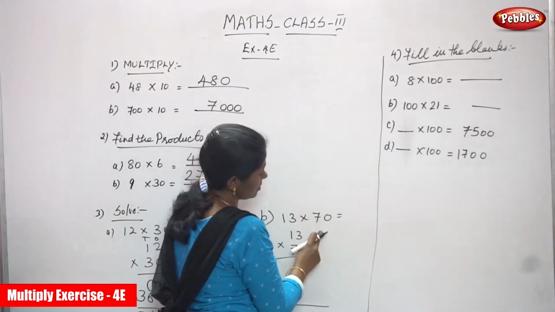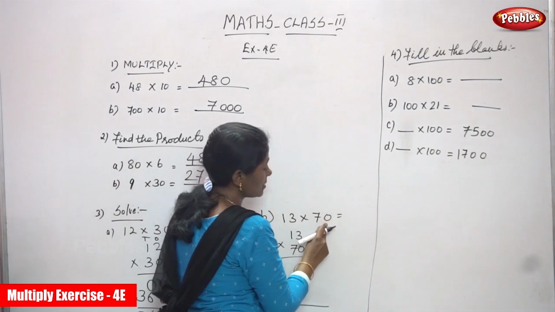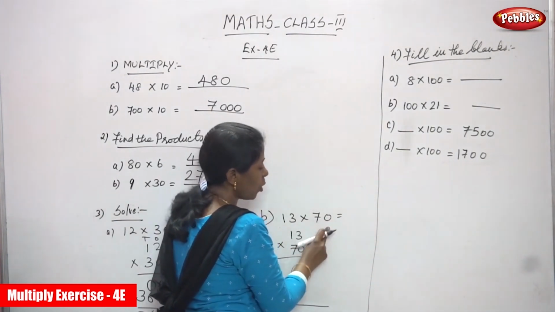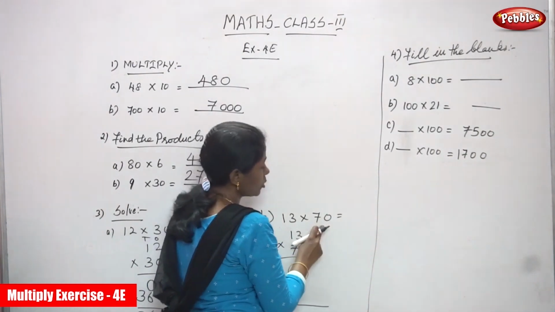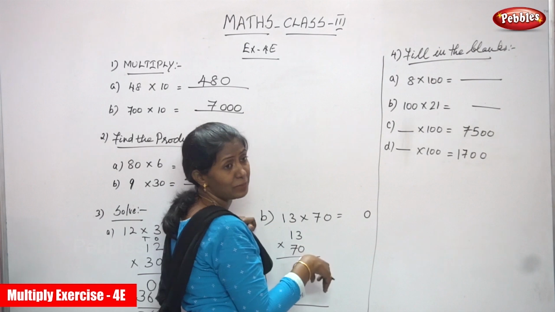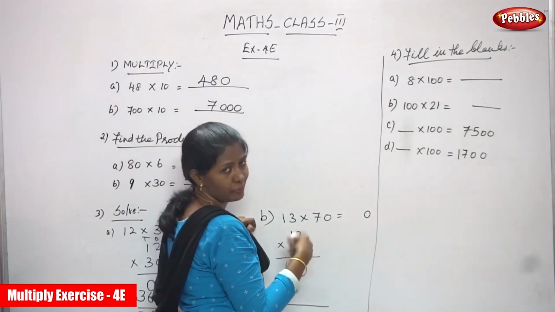First you must consider the 0 always. How many zeros here? Tens, you are going to multiply by tens. So how many zeros here? Only 1 zero. So you must write the 0 at the end. Then you have to multiply the remaining number. That is the first rule.